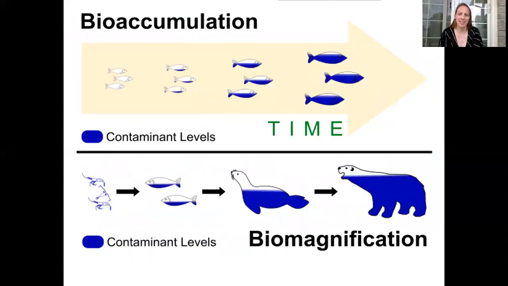And so this is just a diagram to compare the difference between bioaccumulation and biomagnification. In bioaccumulation, we're looking at the same 3 fish in this example, but just over their lifetime. So when they're first born, they don't have any toxins in their system. The older they get, the more toxins that they have because they're just being exposed to the toxins longer, and so those toxins are building up in their tissues.